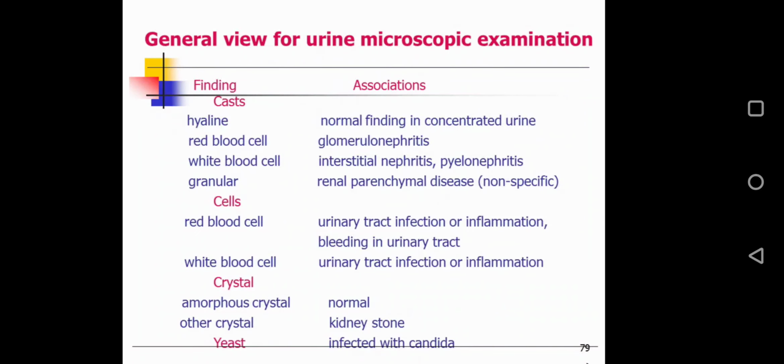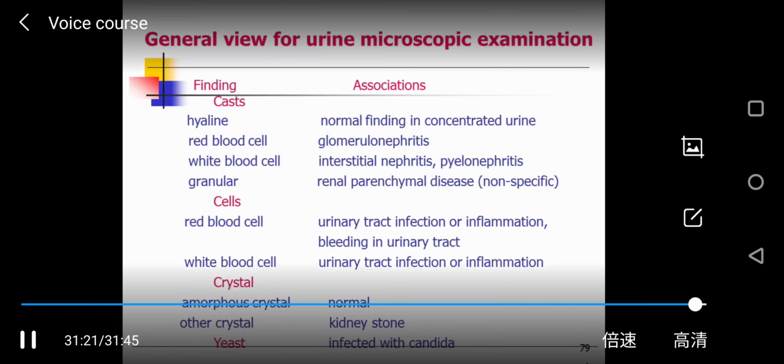Now, let's make a review for urine microscopic examination. The left column are the constituents we found under microscope, including fat, cells, crystal, and yeast. The right column are the corresponding disease.